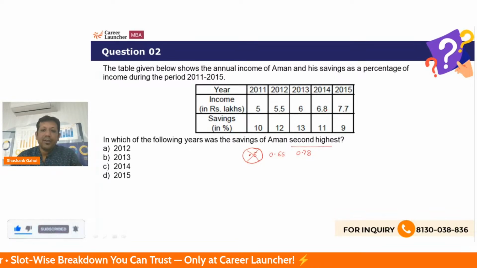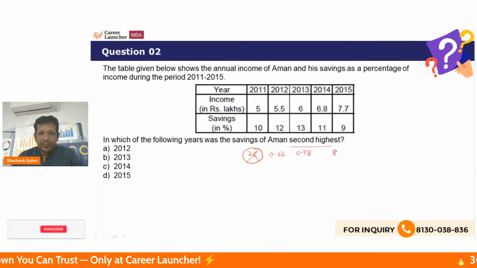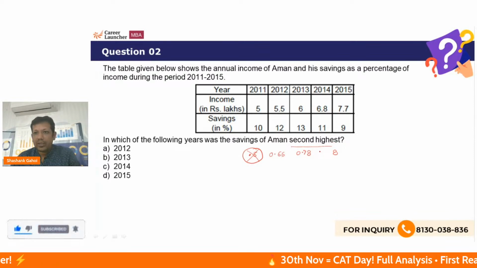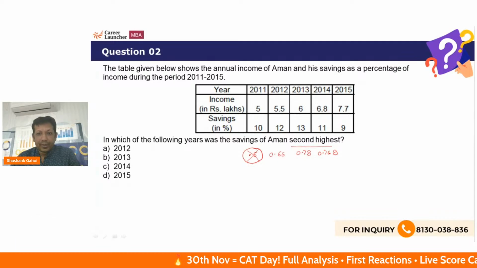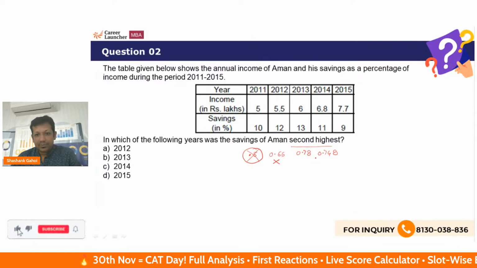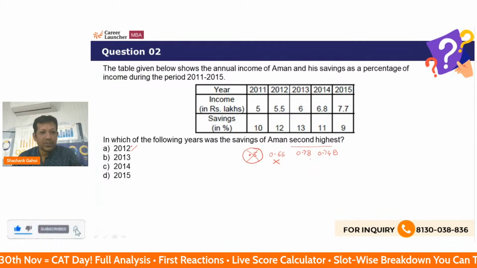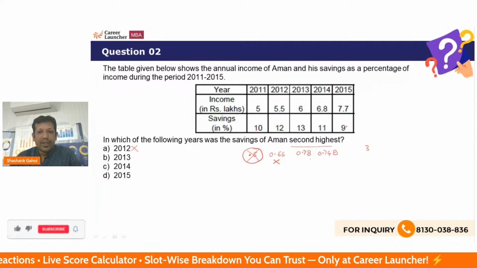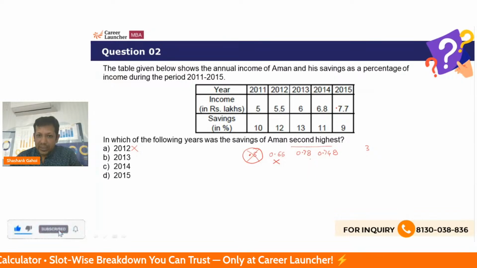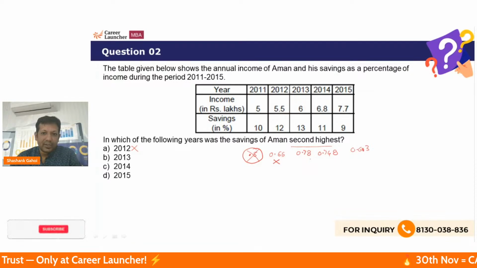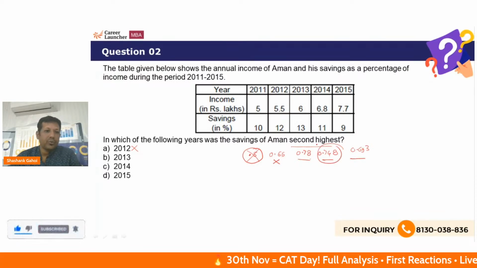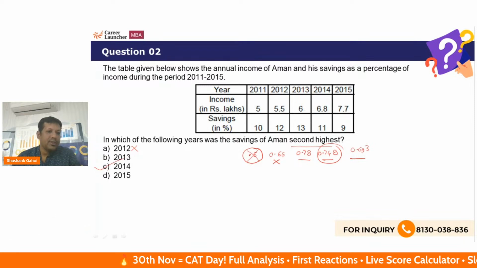Now 11 8s are 88. Okay. 11 6s are 66. 66 plus 8 is going to be 74. Okay. Now this can't be second highest. So rejected. 2012 is gone. 9 7s are 63, plus 6, 69. So that is going to be 0.693. Highest, second highest, third highest. So the second highest is going to be in 2014, and that's going to be option C.